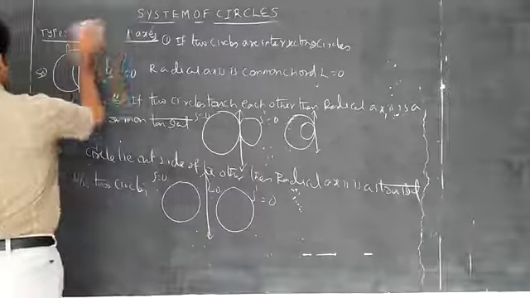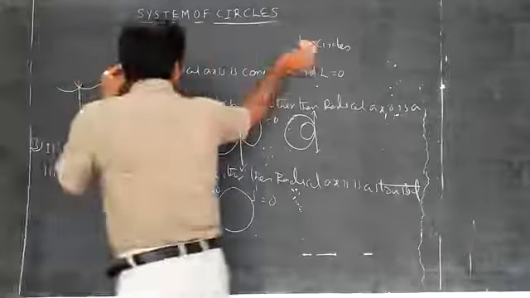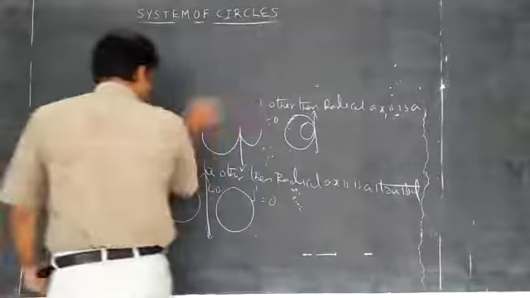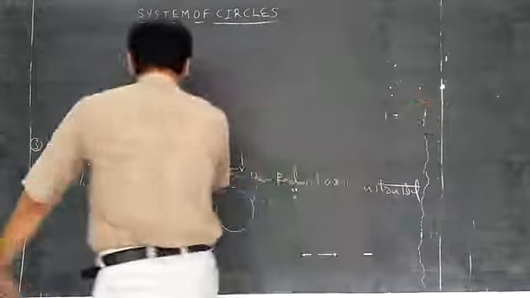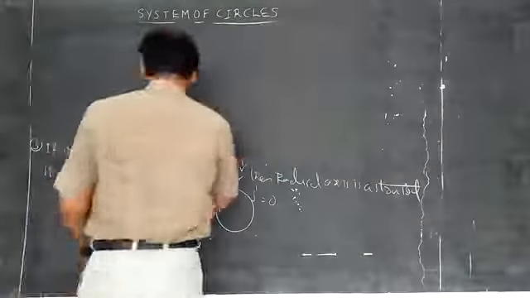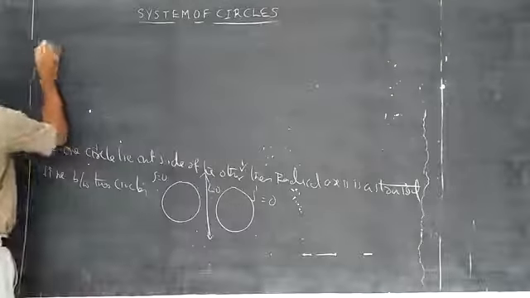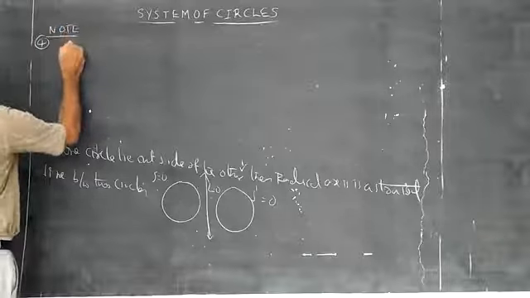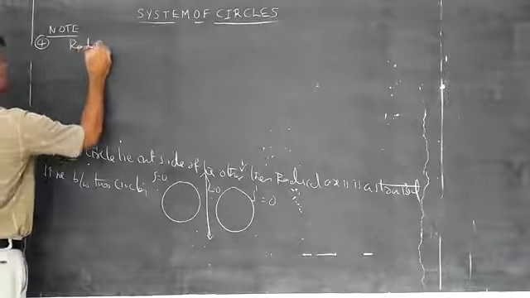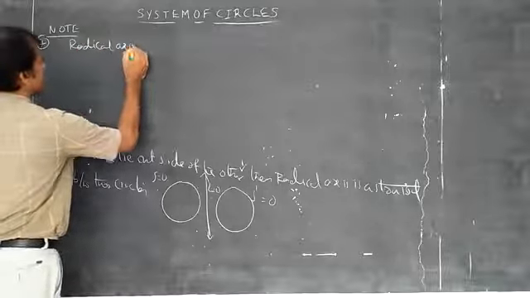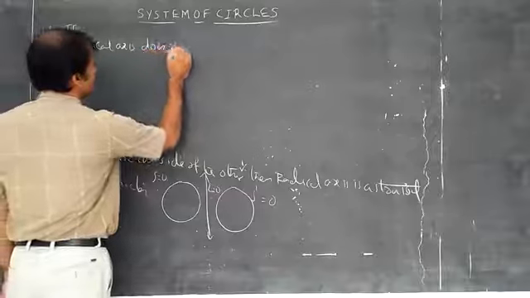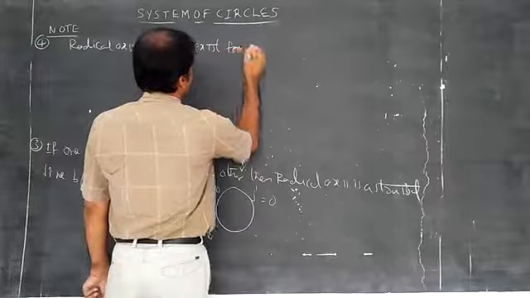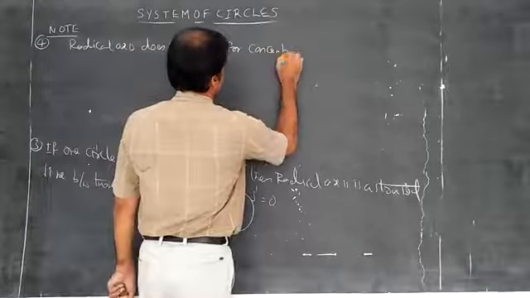Now let us discuss the radical center. Before that, we should observe one point, which you write as a note, the fourth point: the radical axis does not exist for concentric circles.